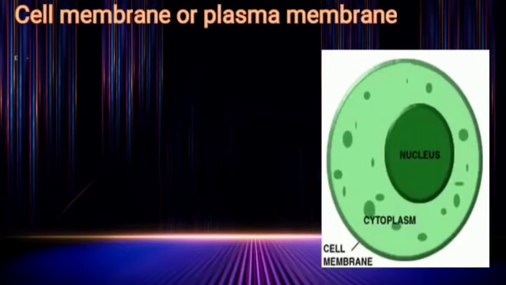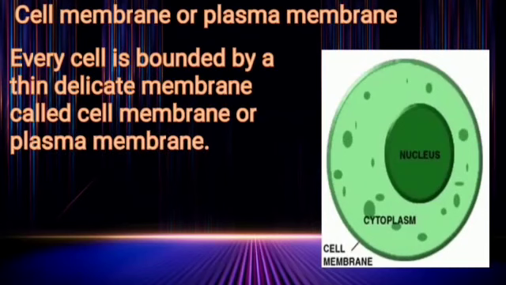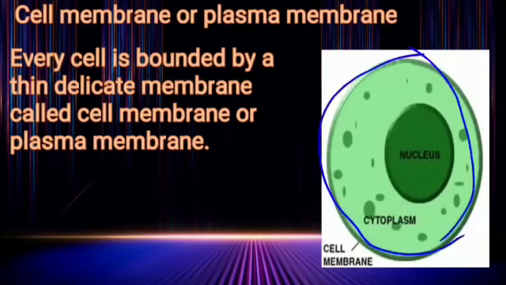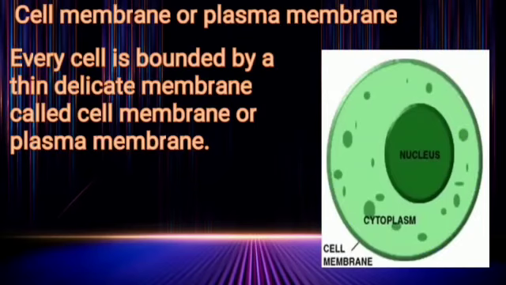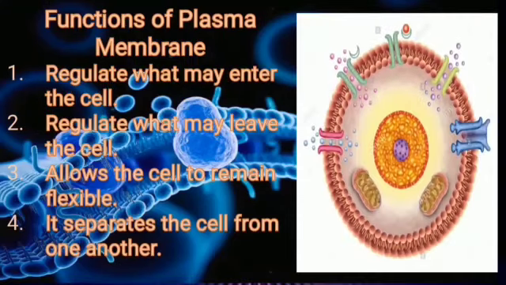Now we will see about the cell membrane or plasma membrane. Every cell is bounded by a thin delicate membrane called cell membrane or plasma membrane. You can see here the outermost covering. We call it as cell membrane or plasma membrane. It is a selectively permeable membrane. This plasma membrane is porous. You can see here in the picture these pores.